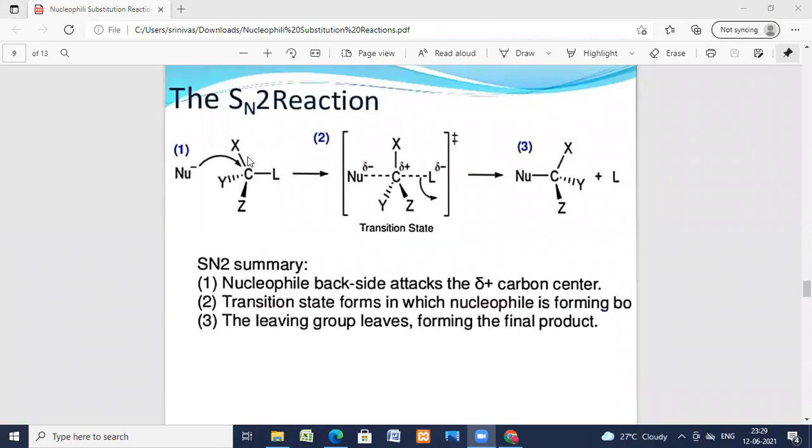Here, this is the alkyl halide, a primary alkyl halide. The nucleophile is coming towards the carbon atom; the nucleophile is stronger and the leaving group is weaker. So the bond is weakening for the leaving group. There is simultaneous bond formation of the nucleophile and simultaneous cleavage of the leaving group. Therefore, weak bonds are formed between the carbon and both the nucleophile and the leaving group.